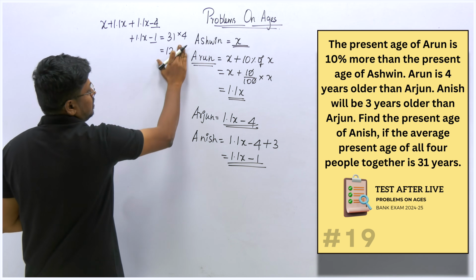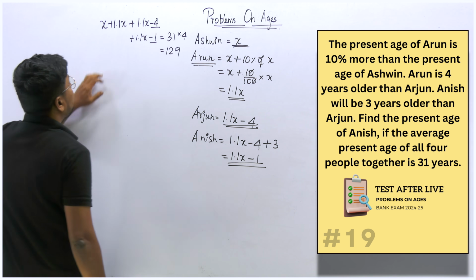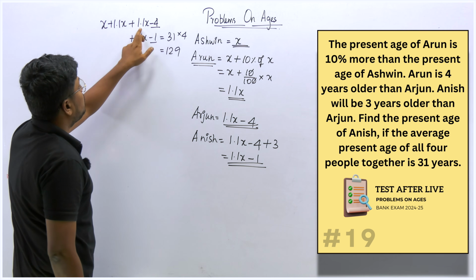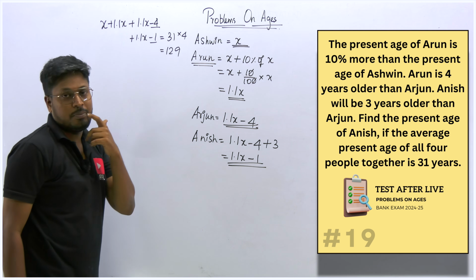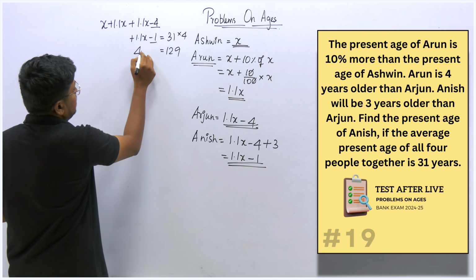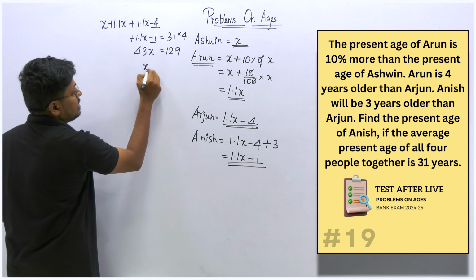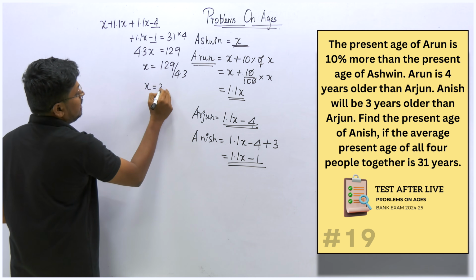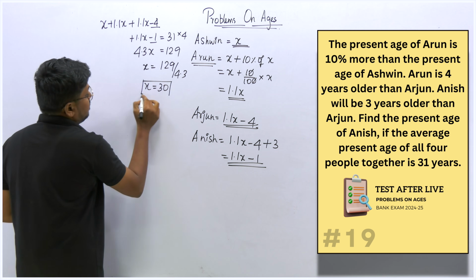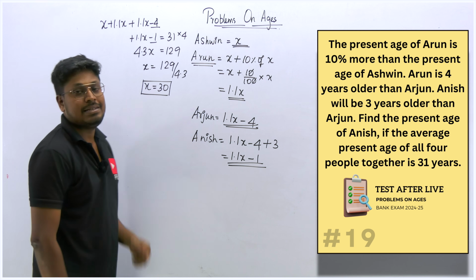So 129. So what about the remaining one? So 1.1, 2.2, 3.3, 3.3 plus 1 will be 4.3. So 4.3x is 129. So x is equals to 129 divided by 4.3. So which will be 30. So finally we got the value of x is equals to 30.